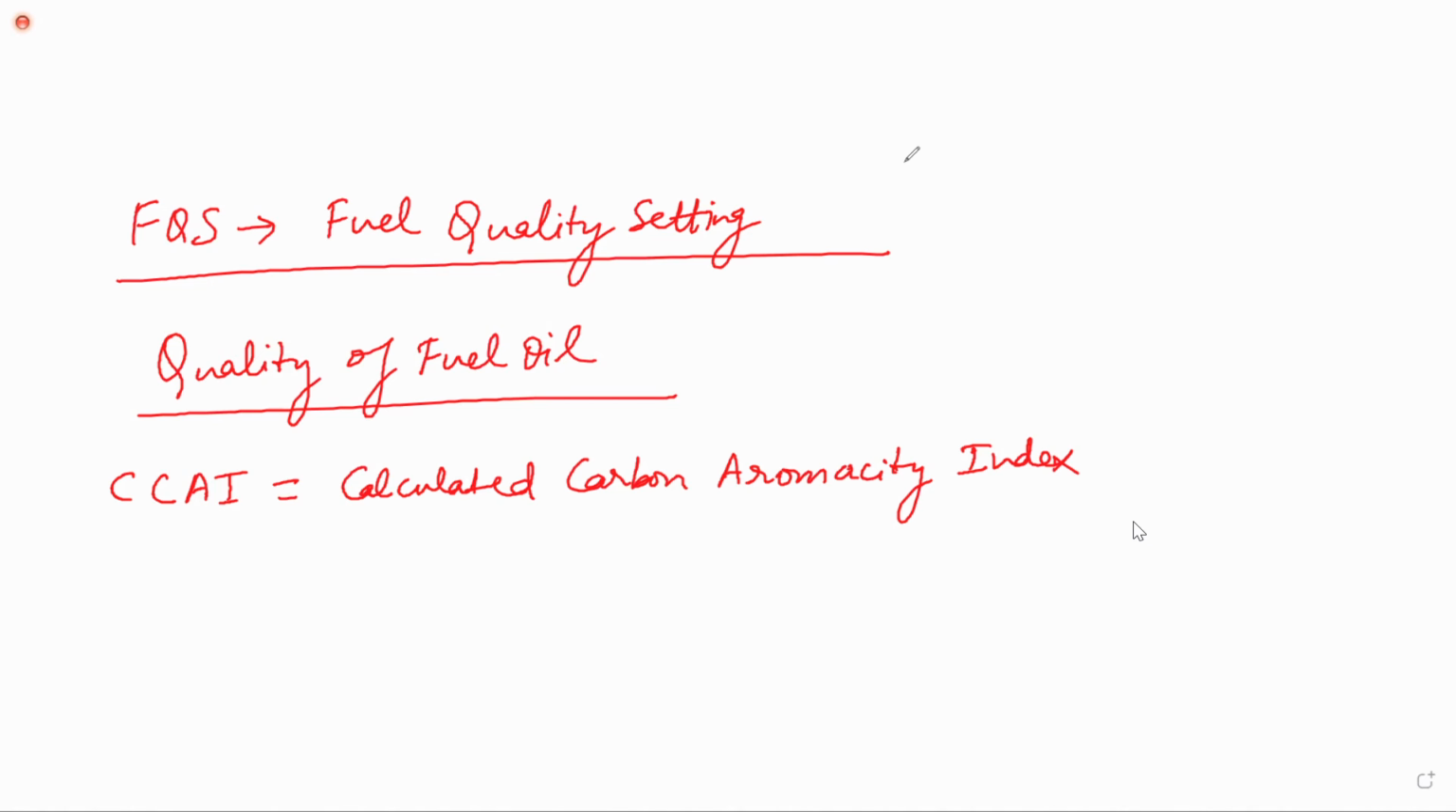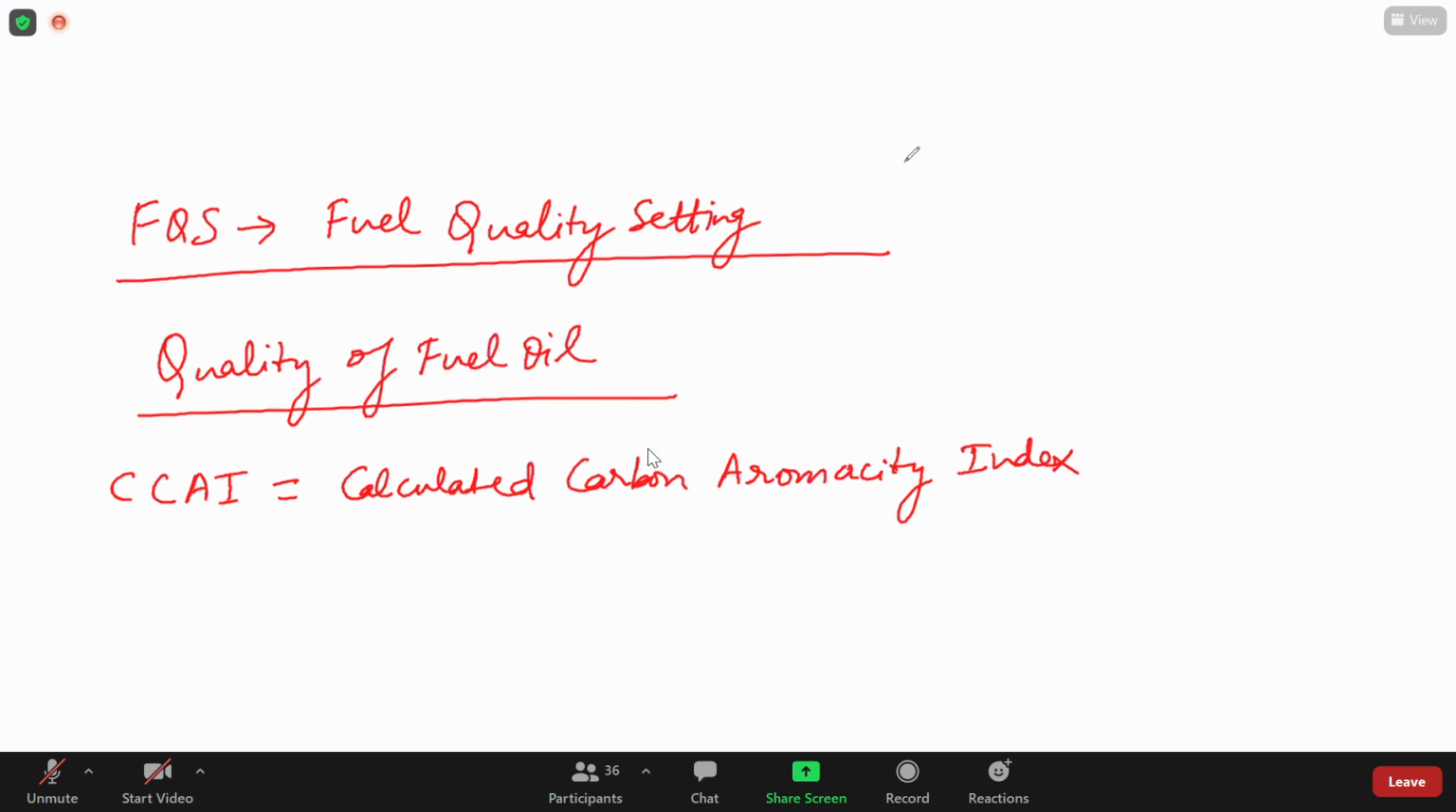Now, if you have two fuels with you, one with a CCAI value of 830, another with a CCAI value of 850, right? Earlier, you were burning fuel with a CCAI value of 830. Now you have received fuel which has a CCAI value of 850. What action will you take and why, before you start burning the 850 CCAI value fuel?